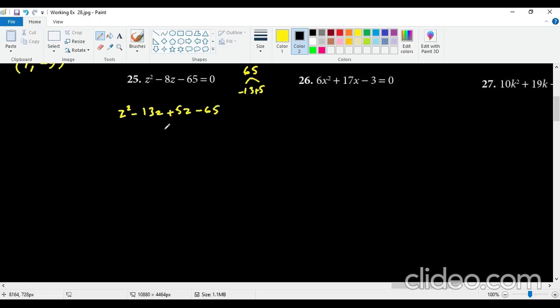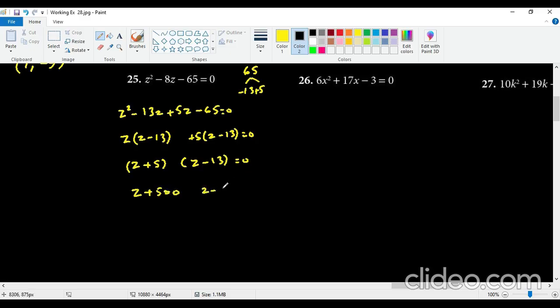So z is common in between them. Z minus 13 comes in the first bracket. Copy down, z minus 13 equals 0, and plus 5 I will write like this. So z plus 5 and z minus 13 is going to be the factors of this equation. So z plus 5 equals 0, and z minus 13 also equals 0. That means z equals negative 5 and z equals positive 13.